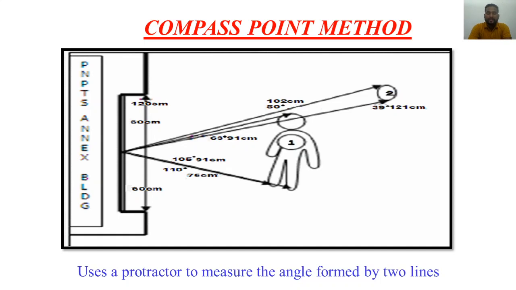The angle can be measured with either a large protractor or an optical device such as a transit or a compass. Also, the protractor technique with a 360-degree protractor is useful for underwater scenes. So this was all about the compass point method or polar coordinate method.